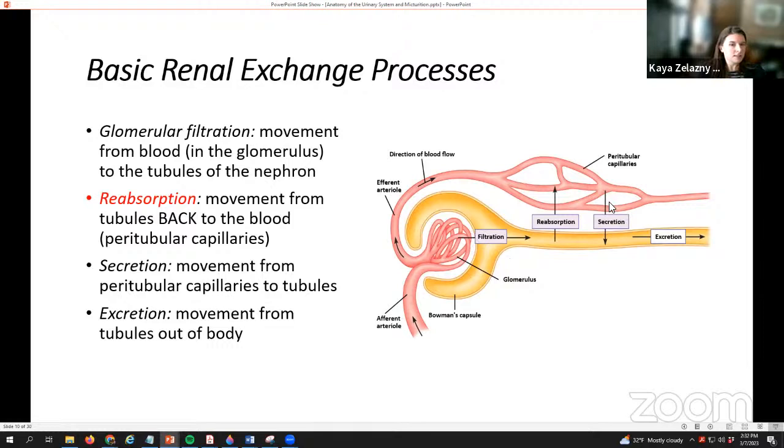And then excretion is going to be movement of this fluid that we're modifying out of the body. So excretion is basically peeing for the purposes of our kidney. Okay.